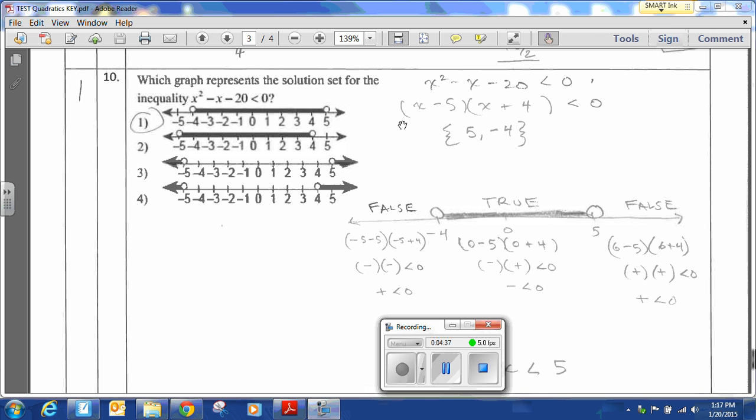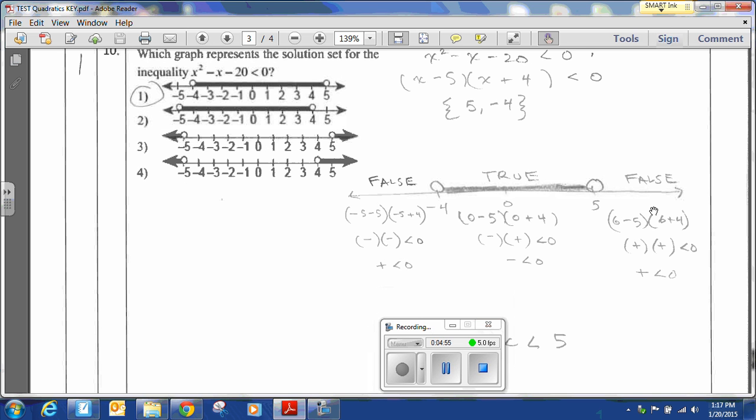Number 10, we need to factor first, right? You want to solve for the quadratic, get the roots, 5 and -4. Then you plot those points, 5 and -4, on the number line. We need to choose 3 test points for the 3 intervals. So we choose one number that's less than -4, so we'll go with -5. We see -5 minus 5 is a negative answer. -5 plus 4 is a negative answer, and a negative times a negative is positive.